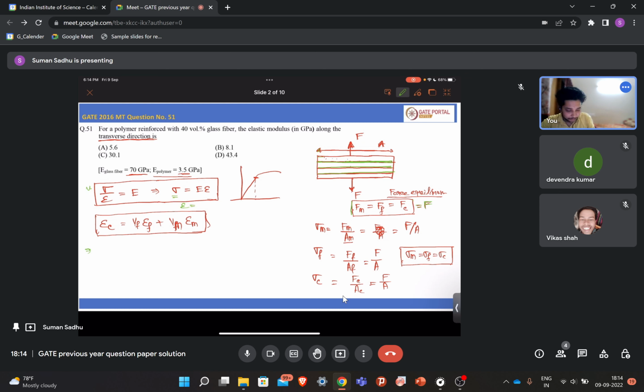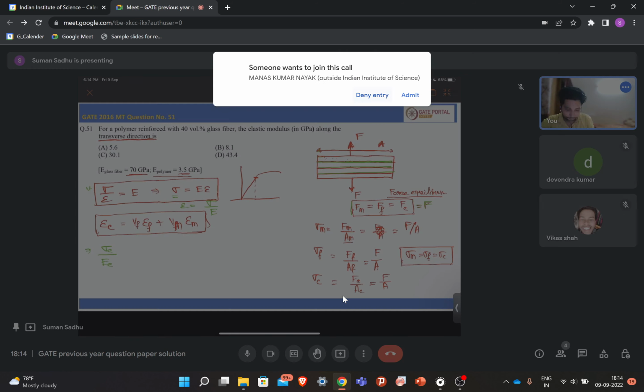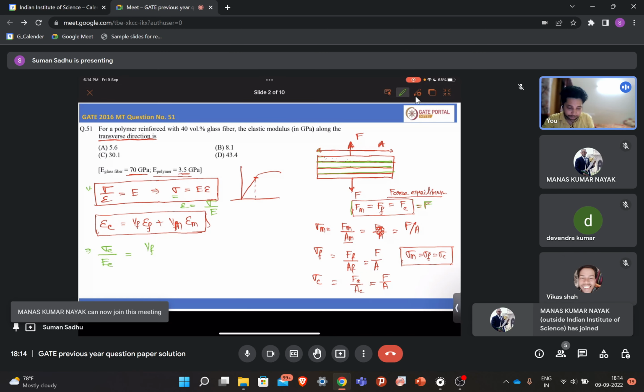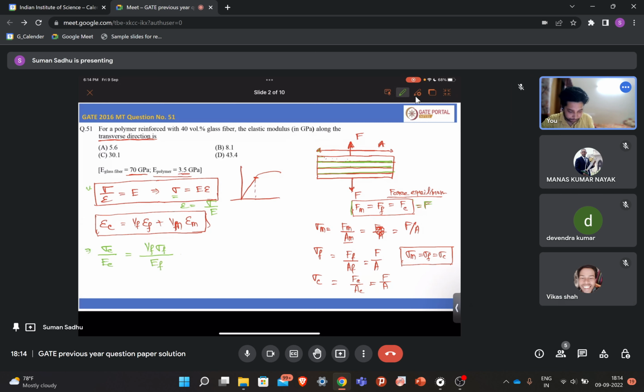Now if we apply this stress and strain relationship, what will be the epsilon? Epsilon will be sigma by E, right? Elastic modulus. So in this case, sigma C divided by E C is equal to volume fraction of fiber into sigma in fiber divided by elastic modulus of fiber plus volume fraction of matrix into sigma of matrix divided by elastic modulus of the matrix. Now you can see this sigma m, sigma f and sigma c all are equal. So simply this will be cancelled out because these are equal to the same stress.